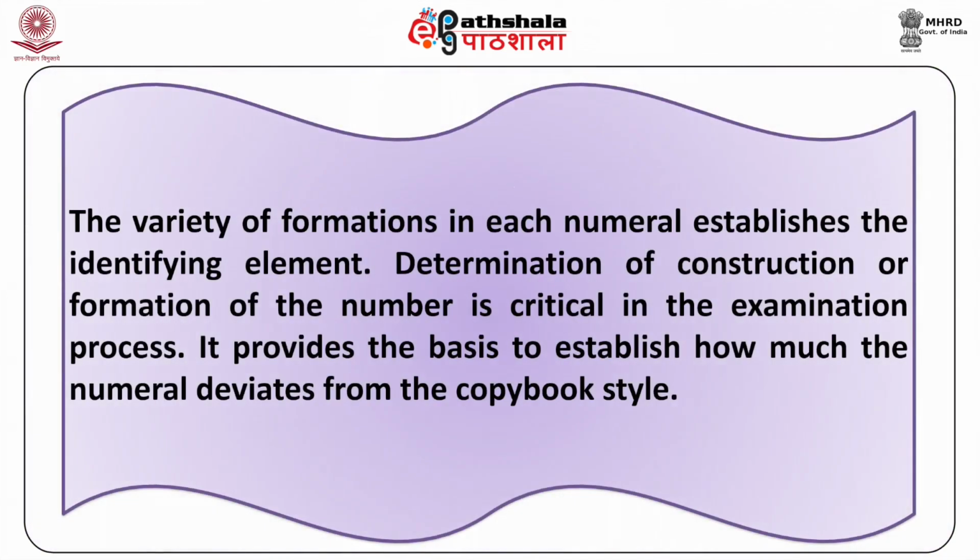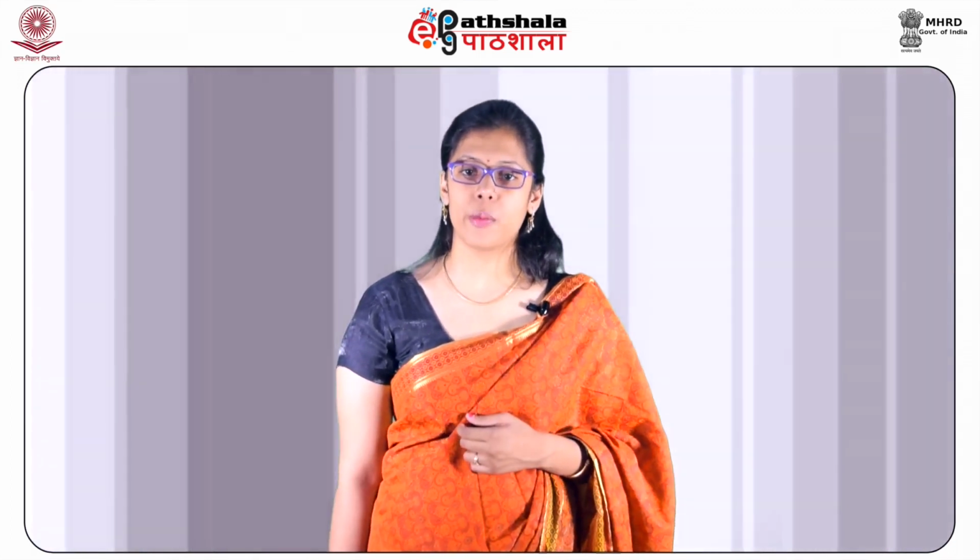The variety of formation in each numeral establishes the identifying element. Determination of construction or formation of the numbers is critical in the examination process. It provides the basis of establishing how much the numeral deviates from copybook style. The Kelly and Gill studies examined a writer's variation in his or her execution of a particular numeral. For example, 6 different formations of numeral 5 and 5 of numeral 8 were observed in both studies, indicating that the construction of a number occurs in a predictable manner.